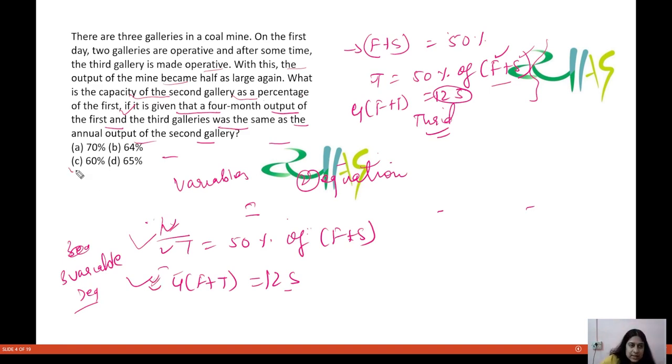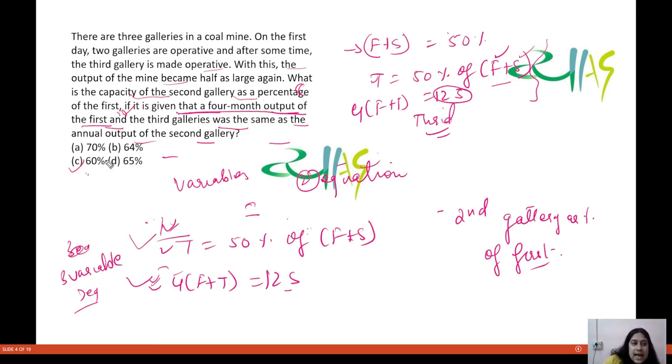We can just do the trial and error method. See, it is asking in the question, what is the capacity of the second gallery as a percentage of the first? What is the capacity of the second gallery as a percentage of the first?